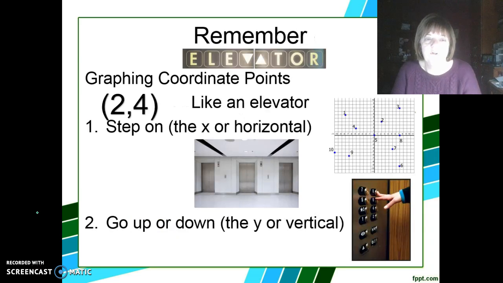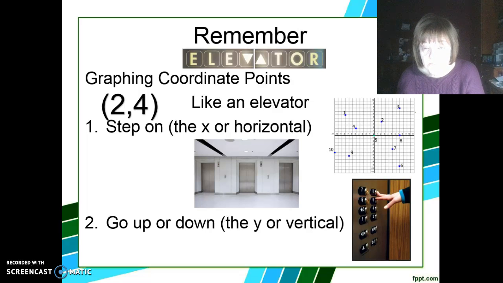I need you to remember how to graph coordinate points, first of all. Remember that with coordinate points, x is first and then y. A way to remember that is to think of graphing coordinate points as being like an elevator. You have to step on the horizontal. Like if we were going to graph 2, 4 here on the tiny little graph over here, I would start at the center.